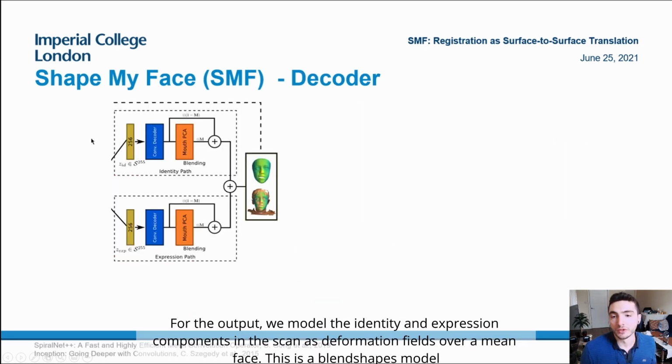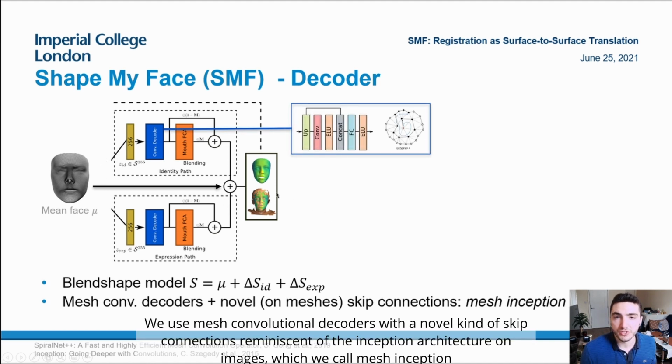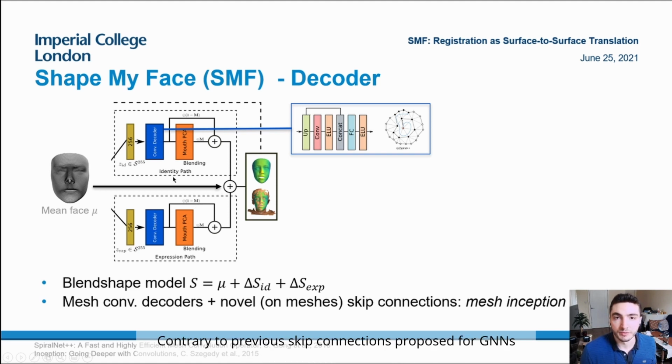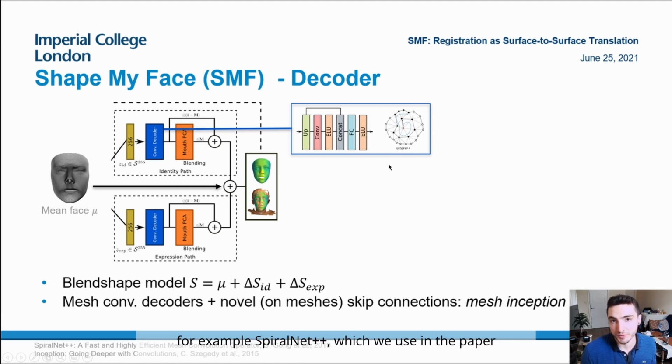For the output, we model the identity and expression components in the scan as deformation fields over a mean face. This is a blend shape model. We use mesh convolutional decoders with a novel kind of skip connections reminiscent of the inception architecture of images, which we call mesh inception. Contrary to previous skip connections proposed for GNNs, this kind of skip connection is beneficial for models that already have a kind of skip connection included in the form of a separate weight for the center vertex, for example SpiroNet++, which we use in the paper.